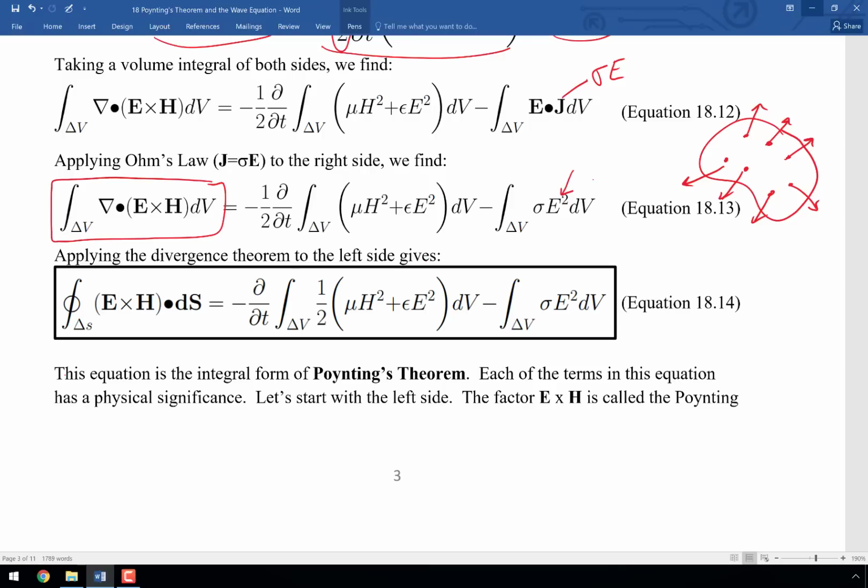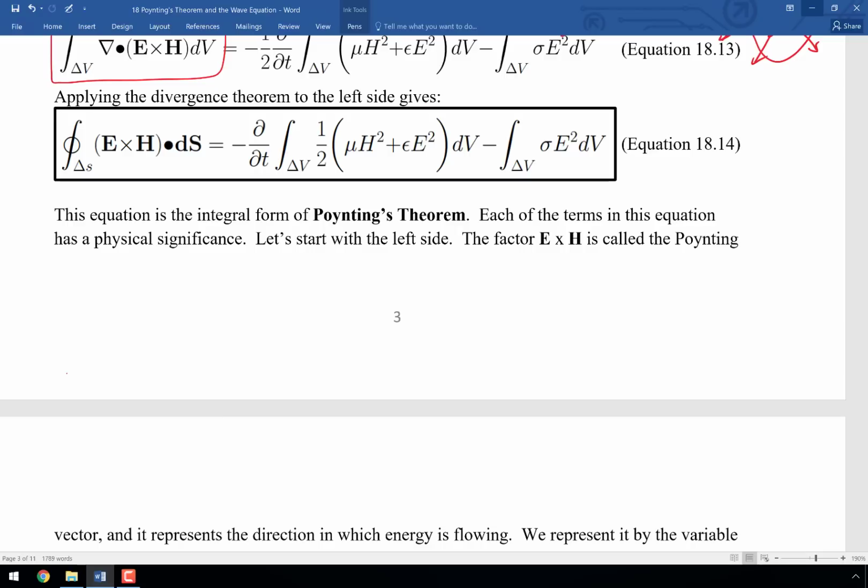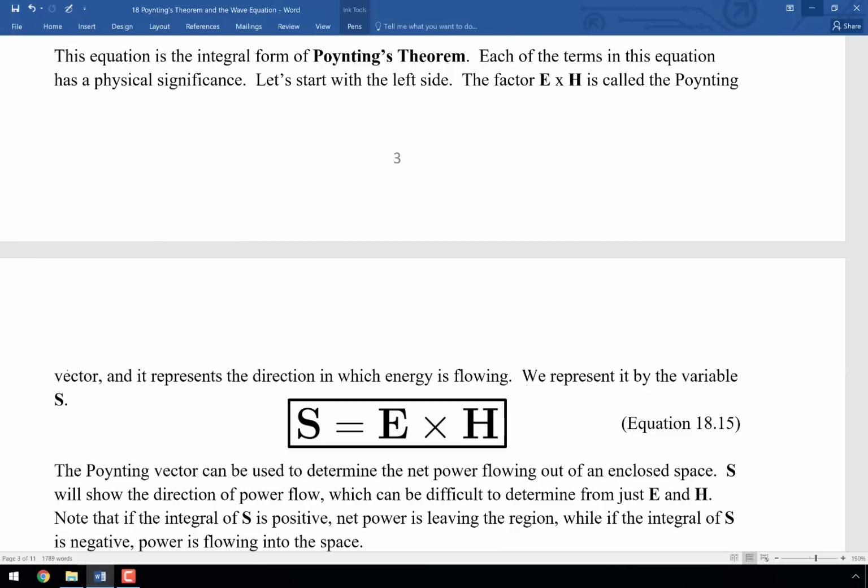So we're going to start with the left-hand side. The factor E cross H is called the Poynting vector. And the fact that it's named after the same person who got the name on the theorem says that E cross H is going to be very important. We're going to represent E cross H as S. And this equation gets boxed, equation 18.15, because the Poynting vector may actually be even more important than the Poynting theorem. We won't be using the Poynting theorem every day, but we'll probably be using the Poynting vector almost every day. So the Poynting vector is very important.